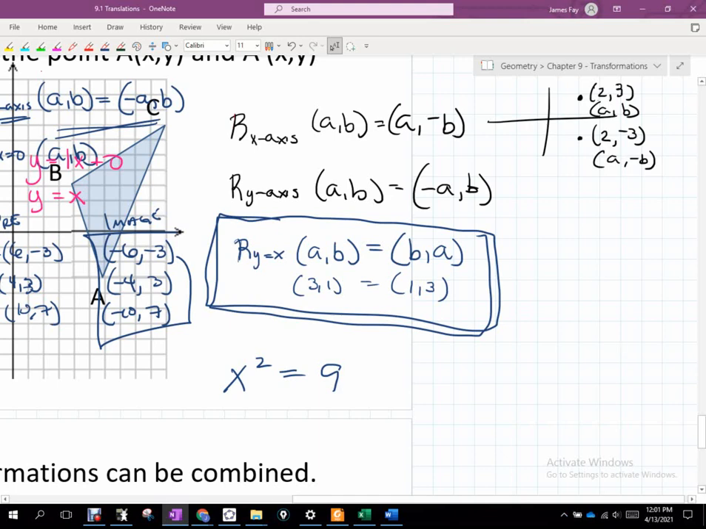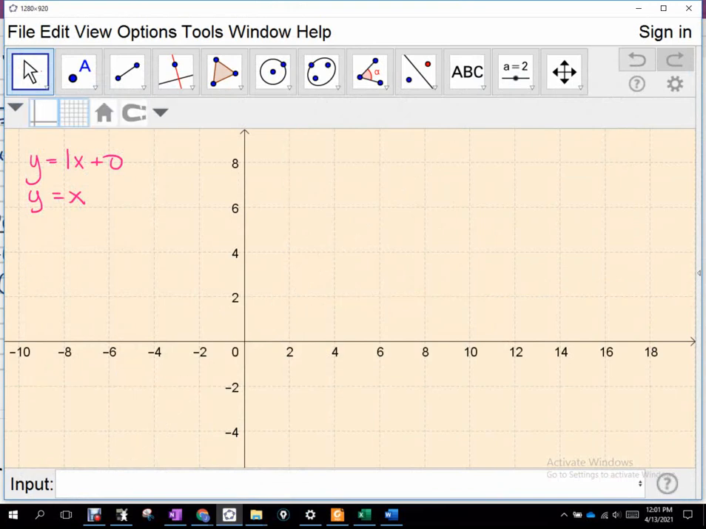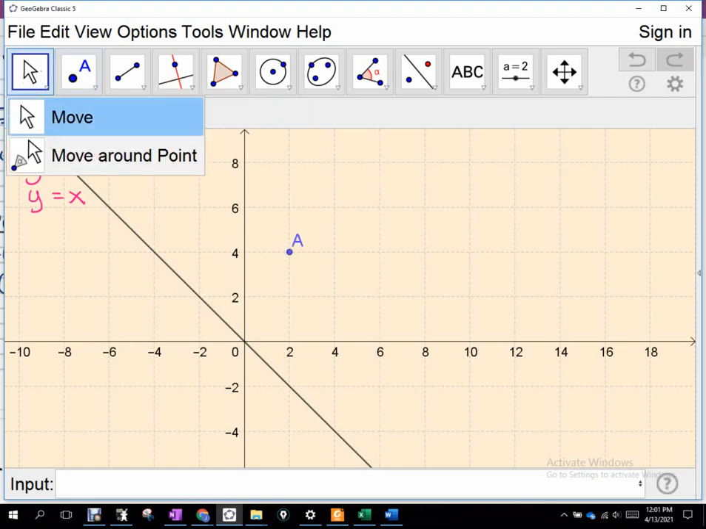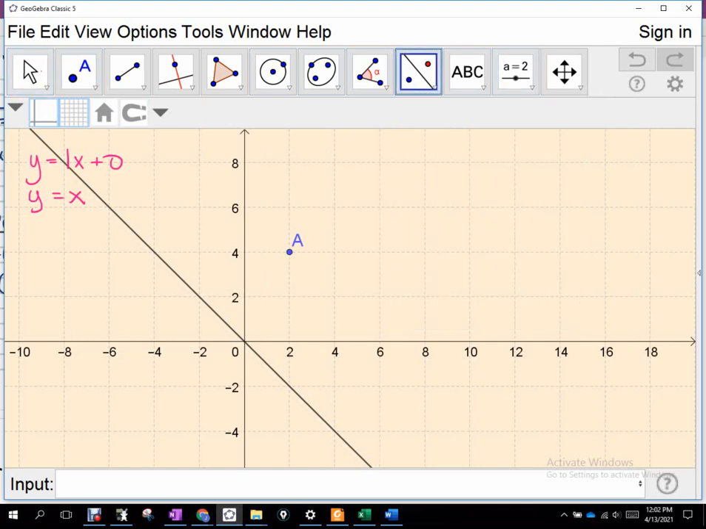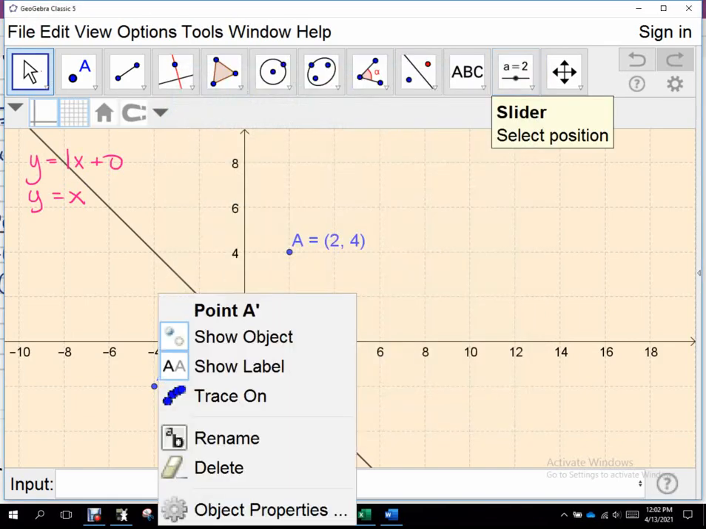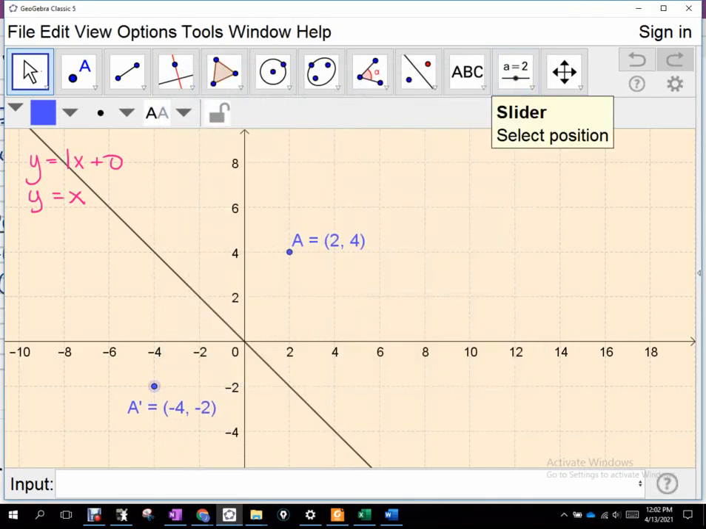Let's see here. There's another line that we're interested in, which is the line y equals negative x. Let's just put a point up here, 2, 4. And let's reflect, same logic, across this line here now. And where does that point go? It was 2, 4 previously, and now it goes to negative 4 and negative 2.